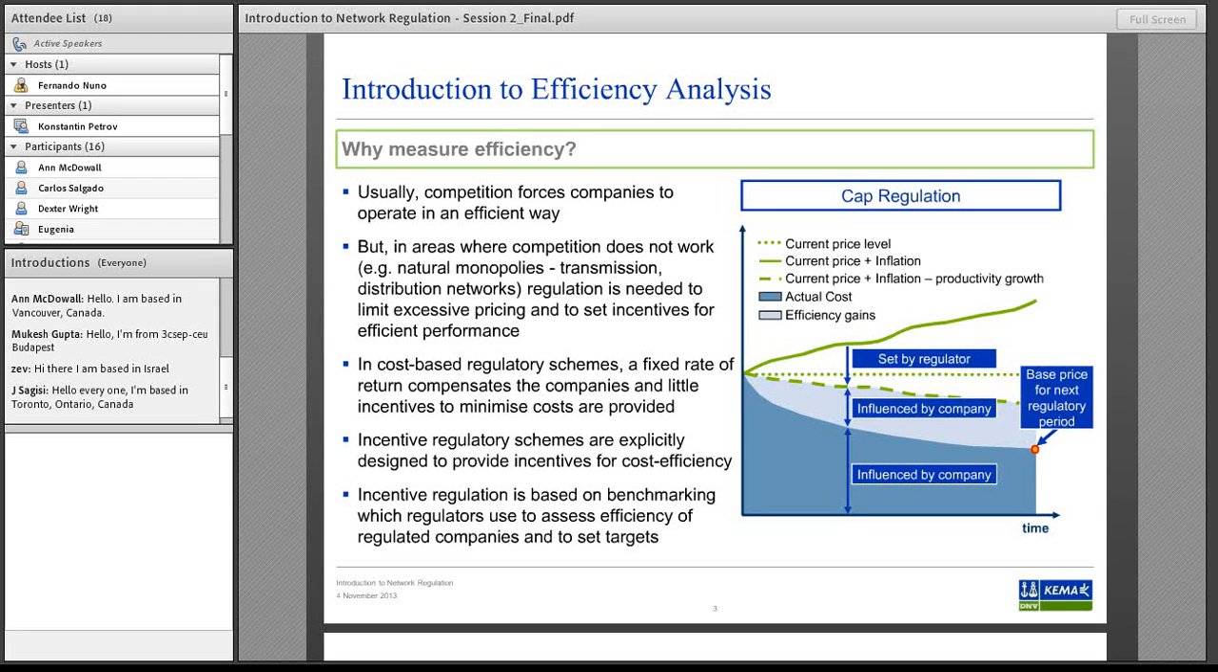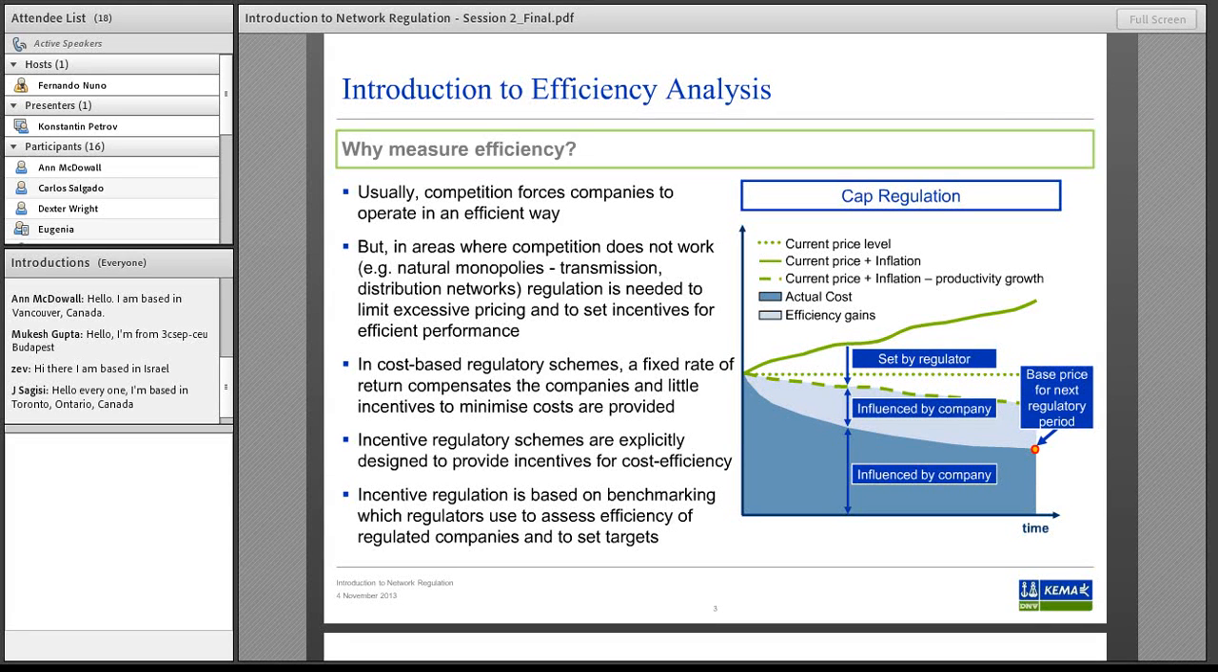And of course, if regulators want to set these efficiency increase targets at the very beginning of the regulatory period, they have to do something before starting the regulatory period to measure the potential efficiency or inefficiency of the companies, and then use this estimation to set these targets for the duration of the regulatory period.